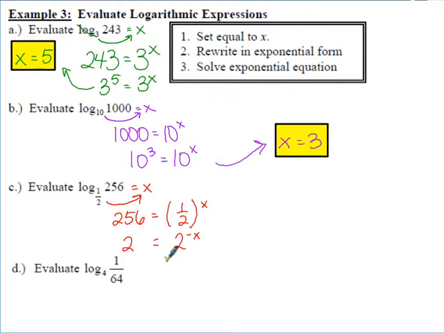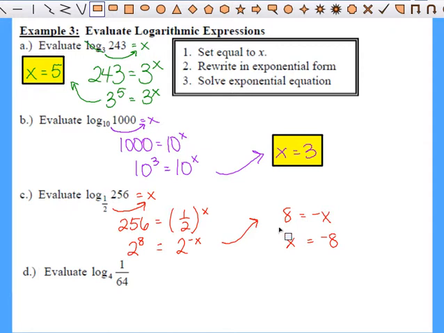Now, what do you set equal to each other? Well, we're going to say 8 equals negative x. Divide each side by negative 1. X equals negative 8. And x equals negative 8.